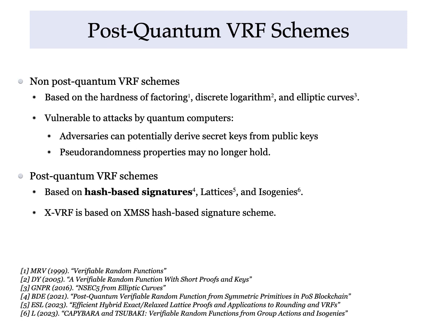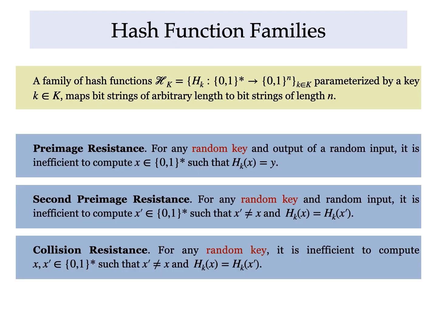So there are some post-quantum VRF schemes that are developed based on hash-based signatures, lattices, and isogenies, which are types of problems that are believed to be secure against quantum computers. And X-VRF, which is our main topic and the VRF that our contribution is about, is a hash-based signature scheme. So to explain X-VRF, first I need to explain hash-based signatures, and then I will explain X-VRF.